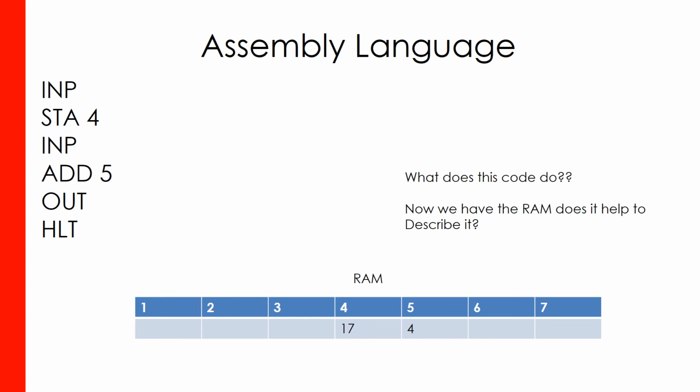The code on the left, INP, stands for input. So we're expecting an input from the user. So the first thing we're going to do is input, and then it says STA 4. That means store in 4. So it's putting 17 into 4 for us. INP is another input. And then what we want to do is add 5. Now it doesn't mean add the number 5, it means add the value that is located in 5 and print that out. HLT stands for halt.